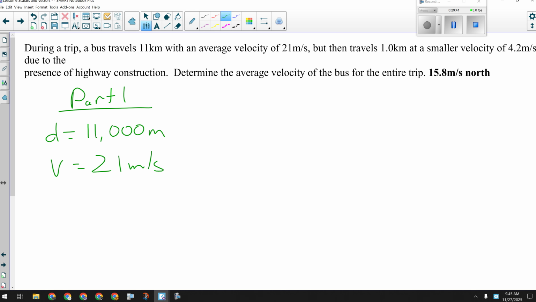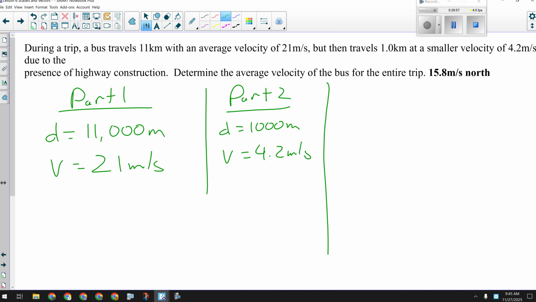Okay. Then in part 2, okay, we go 1.0 kilometers, which is 1,000 meters, at 4.2 meters per second. Okay, what's the average speed of the bus over the entire trip? I don't know where I got north from when I did that, because it doesn't say north anywhere in the question, does it?